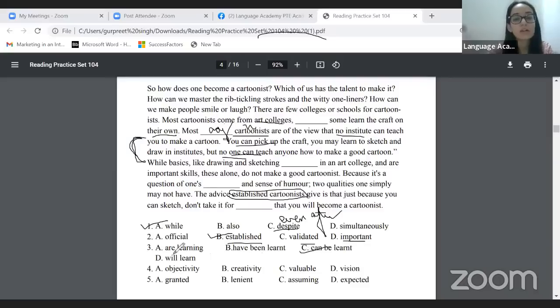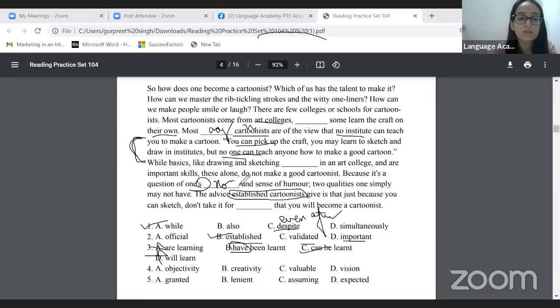If we look at the other options, we cannot say while basics, drawing and sketching are learning, because that will mean drawing and sketching is learning how to draw. So drawing and sketching cannot learn something. And it's not about future tense. And again, have comes with doer. Drawing and sketching have been learned by whom? So this was not about active and passive here. They were giving us the possibilities. Like we can learn drawing and sketching in art college, but nobody can make us a good cartoonist. Because it is a question of one's dash and sense of humor, with apostrophe, we always go with the noun.